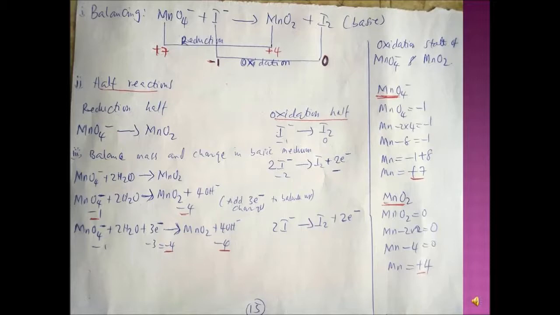Then you decide which side you are going to add this electron. Here we have -4, and here we have -1. So to make -1 become -4, we are going to add -3. So we're going to add 3 electrons, which is now going to become -1 -3, equals -4, and then the other side we already have -4, which is now balanced. So that is how you balance everything.